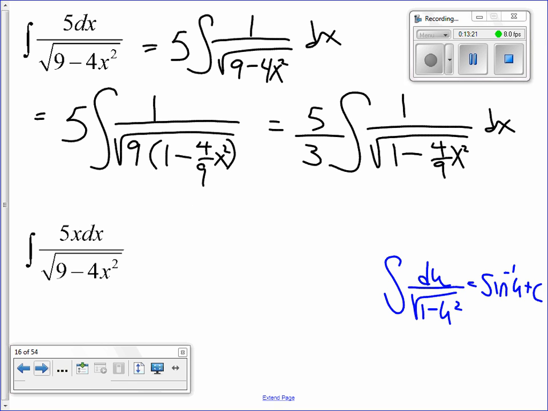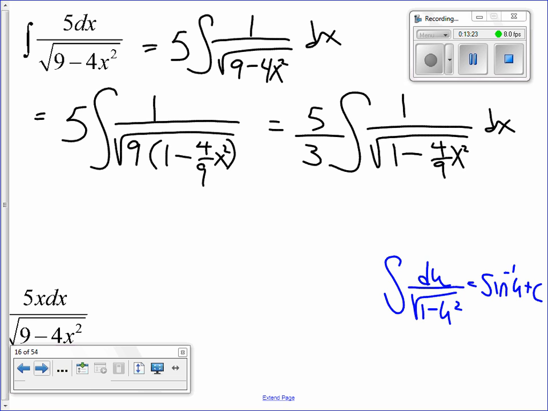Let's see if that's okay. Are you okay with that step? Tell me if you're not. Okay, so we made sure we have a 1 down there. Again, we're trying to get what we have to look like one of our integration formulas. Now, what's that second extra step?